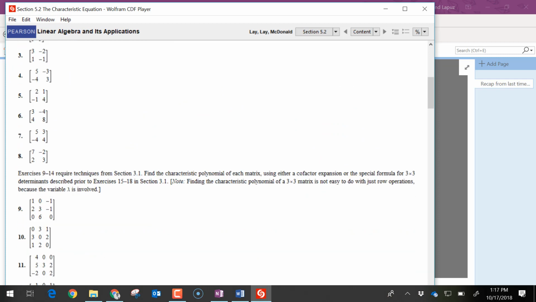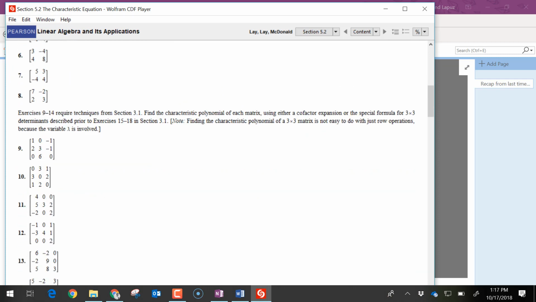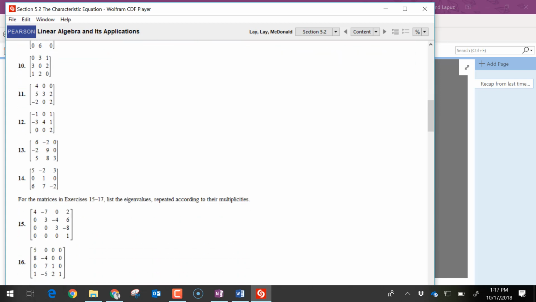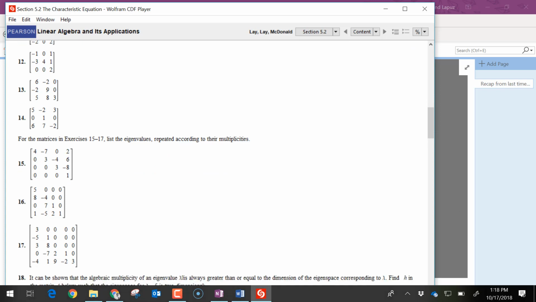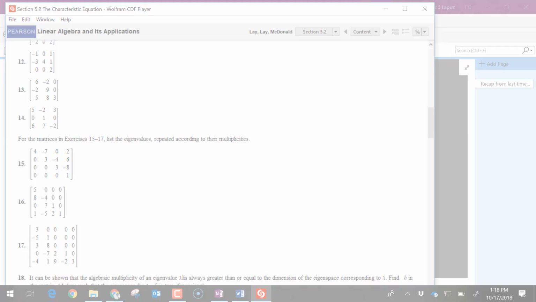Let's see if we could do another example. Well, these examples of 4x4 matrices are going to be easy if you look at them, right? Yeah, they're upper or lower triangular, so your determinant would just be the product of the diagonal. Well, let's do one. 15's a good one.